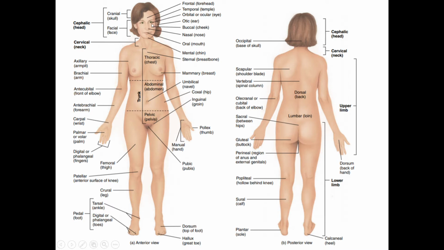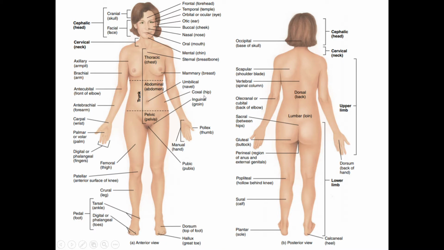Orbital, your eyes. Ear is your otic. Cheek is buccal. Then nose, nasal. Mouth is oral. Then your chin is mental. Here is your breastbone, sternal. When we say chest, that is thoracic. Your breast is mammary. Navel is your umbilical, the pusod.